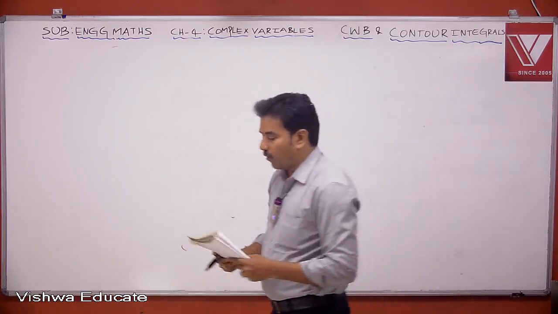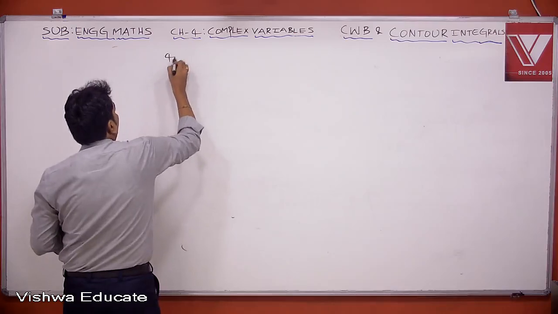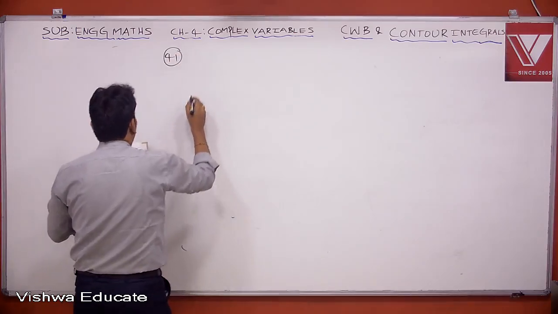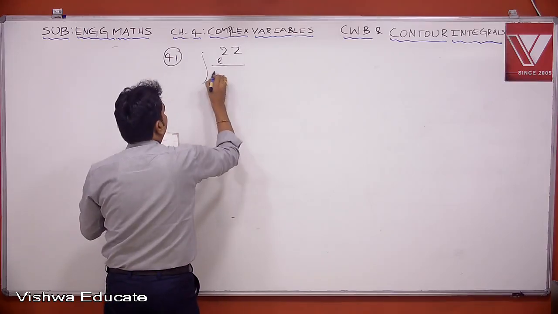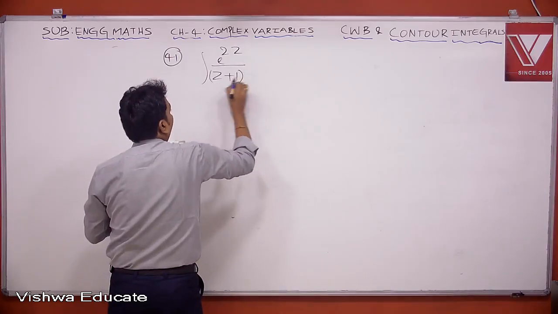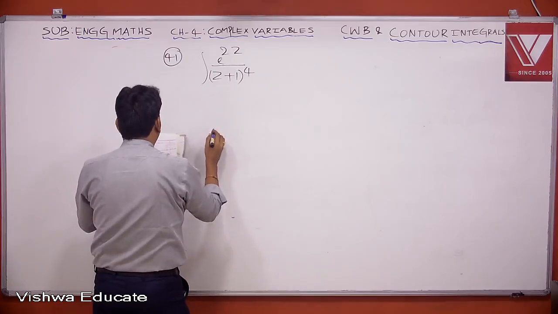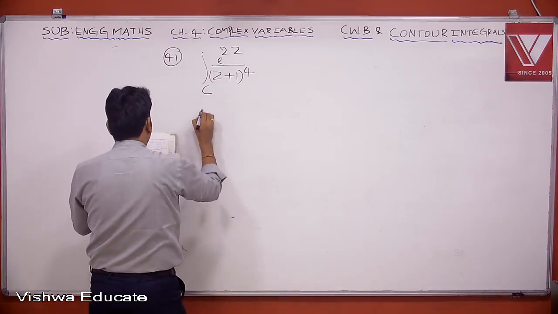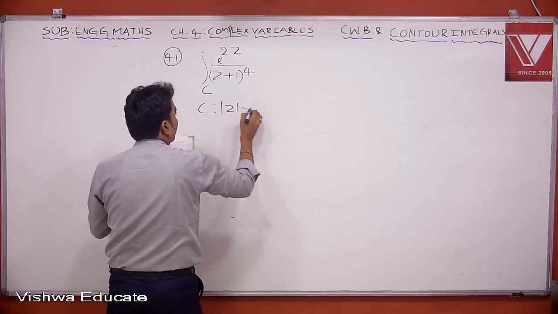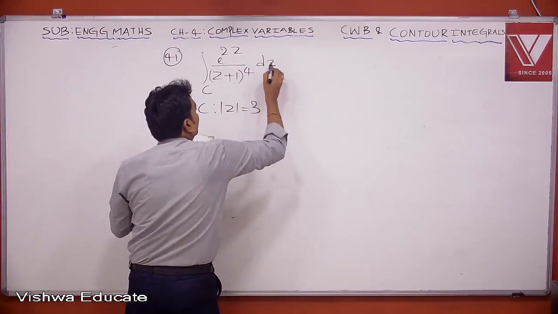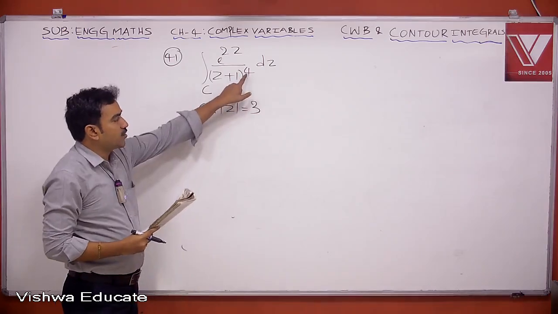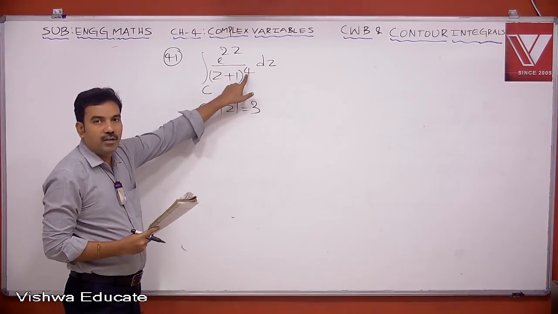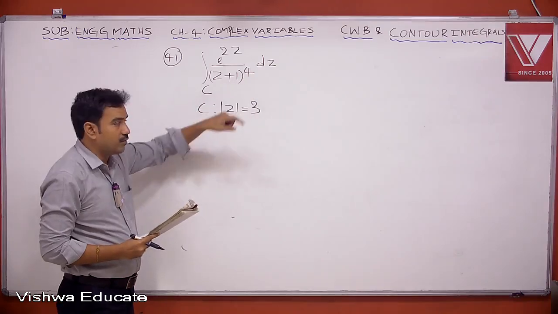Question number 41. The value of the integral of e power 2z divided by (z plus 1) whole power 4, where C is the circle defined by mod z equal to 3. So we need to find out this contour integral. Now here the power is not 1, it is 4. Therefore we need to apply the integral formula for derivatives.